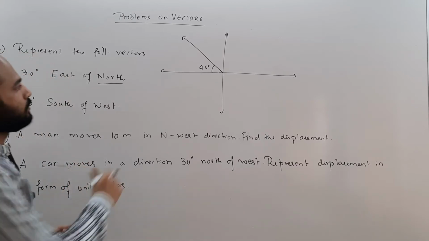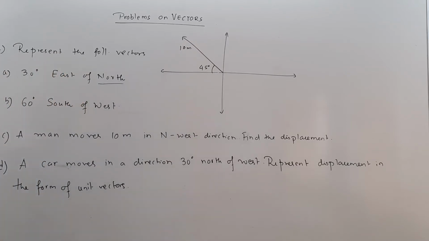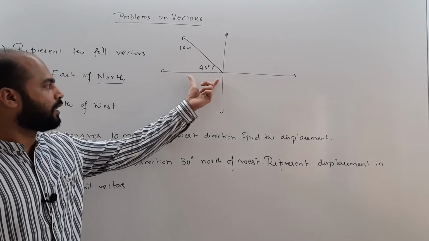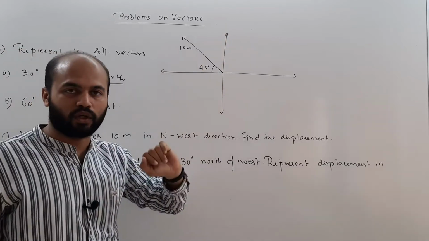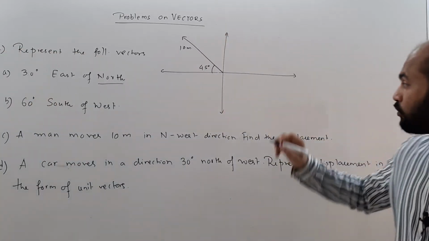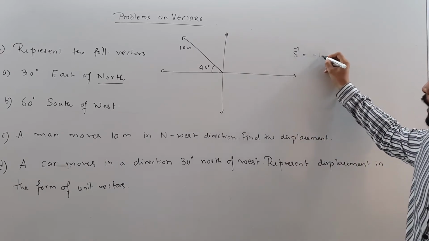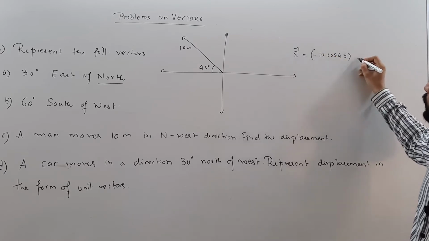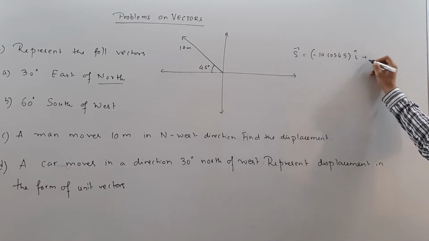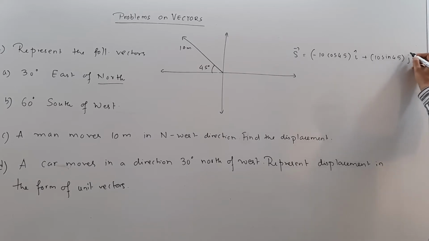So now it's saying the magnitude is 10 meters. That's what it says. But now how do we represent this vector? Of course, this is going to be minus 10 cos 45 and this is going to be 10 sin 45. So ultimately, we can say the displacement S is going to be minus 10 cos 45 i cap plus 10 sin 45 j cap. This is what we understand.